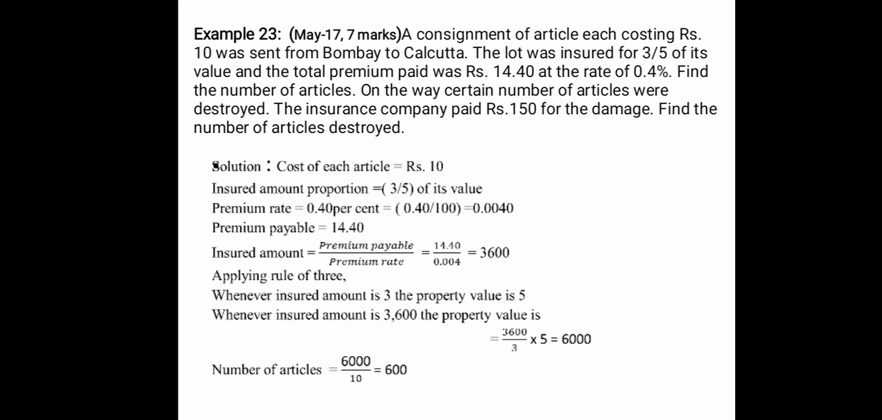Solution. See, the cost of each article is rupees 10 and the insured amount is 3 by 5th of its value. So if the total value of the articles is say 5, then the insured amount is 3 rupees. So that is the proportion of insured amount.